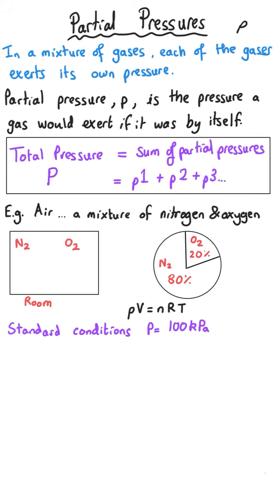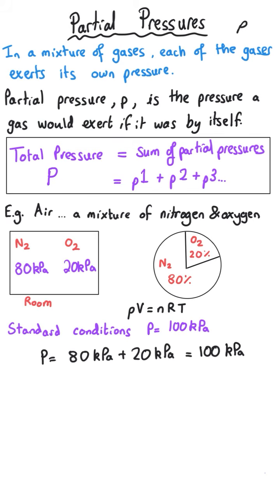Now, the concept of partial pressure dictates that if 80% of all the gas in the room is nitrogen, then the partial pressure of nitrogen is 80% of the total pressure. So, in this case, 80 kilopascals. And the oxygen would simply be 20 kilopascals. Together, these two partial pressures add up to the total pressure experienced in any particular room.